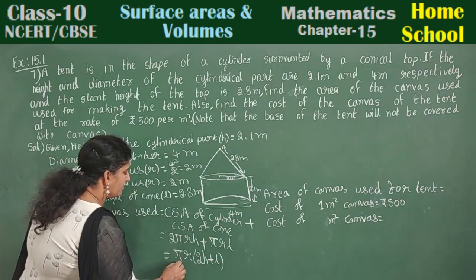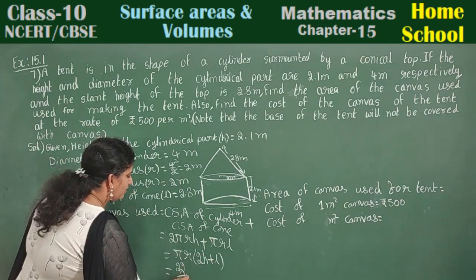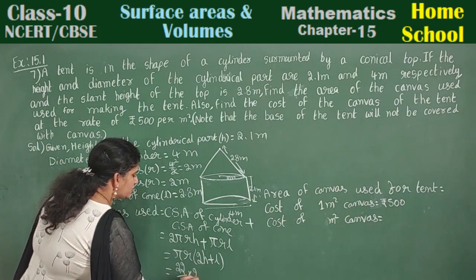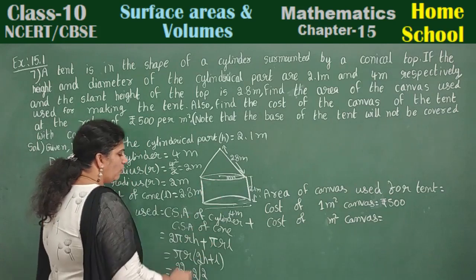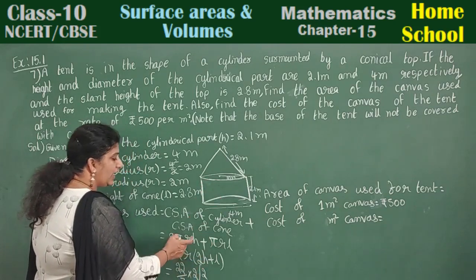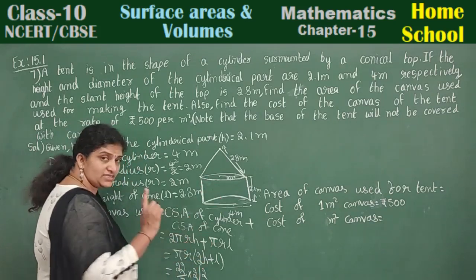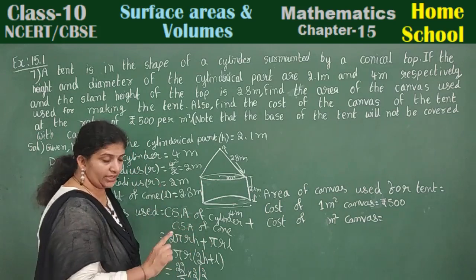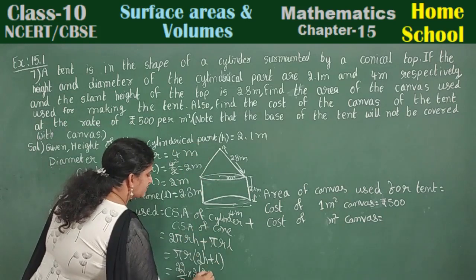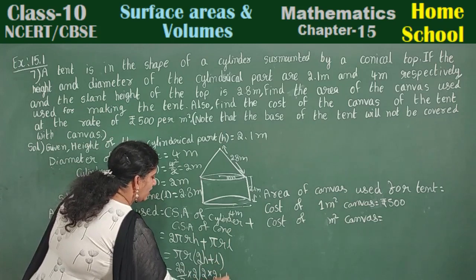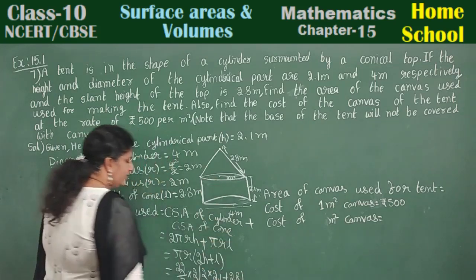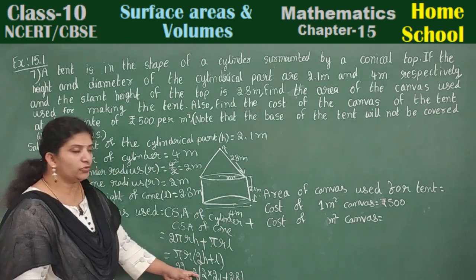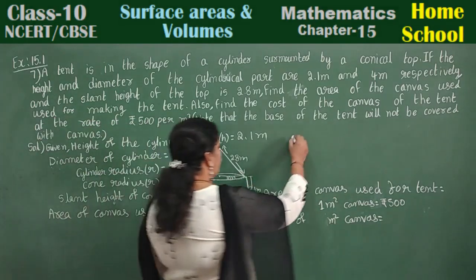Substitute. Pi value is 22 by 7. R value, radius is 2. 2 into H value. What does this H deal with? It deals with the height of the cylinder, but not the total height. Height of the cylinder is equal to 2.1 plus slant height 2.8. Now, 22 into 2, 44.